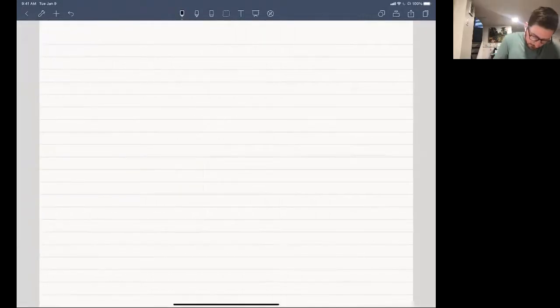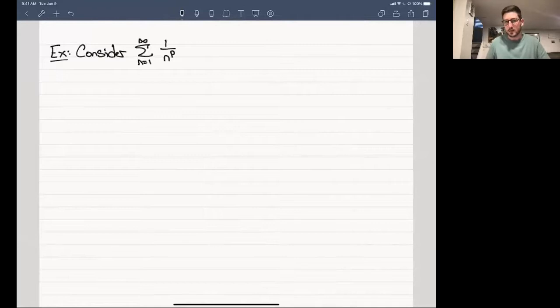So in particular, let's generalize our first two examples. Let's consider the series n equal 1 to infinity of 1 over n to the power of p. P here stands for power, where p is greater than 0. So we want to have positive powers. We would like to ask ourselves, when does this thing converge? Right? When do we have a convergent series?